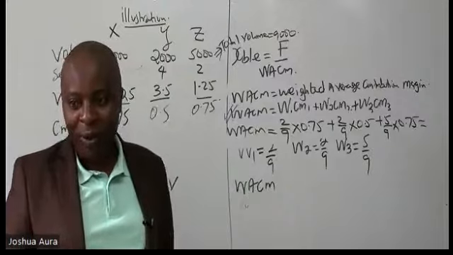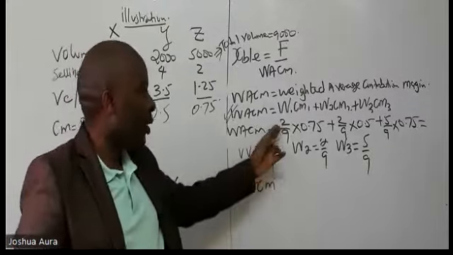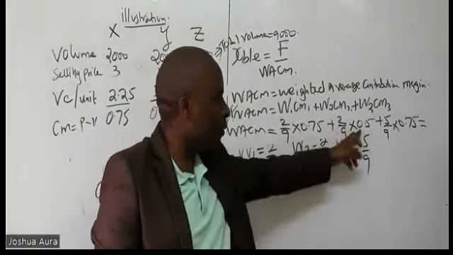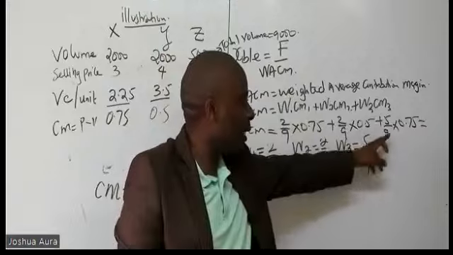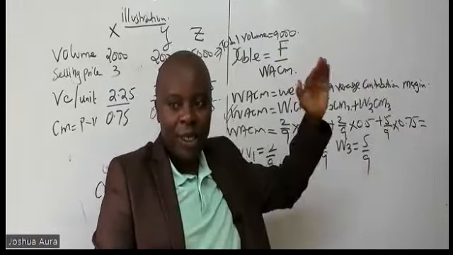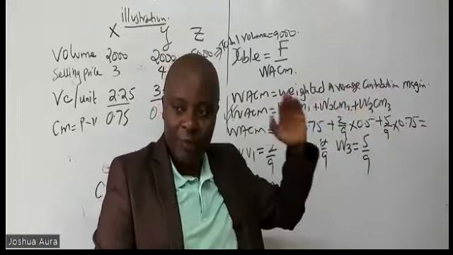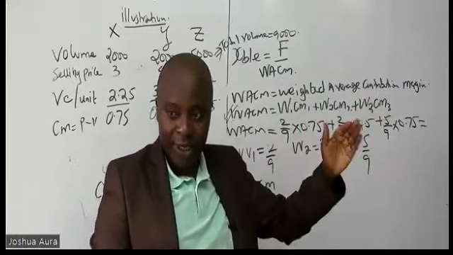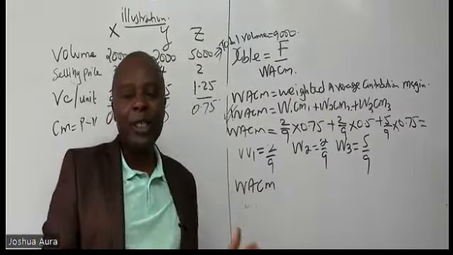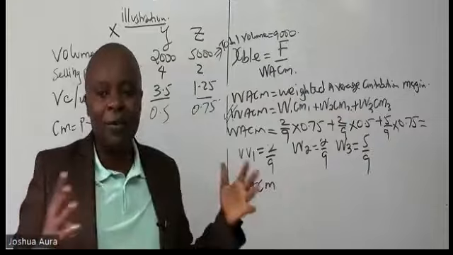Take up your calculator and press 2 over 9 times 0.75 plus 2 over 9 times 0.5 plus 5 over 9 times 0.75, right? Remember, you're not required here to round off so much. You must give us this many decimal places. The more decimal places for Wakim, the better for everybody. Just give us even the entire figure that is in the calculator.